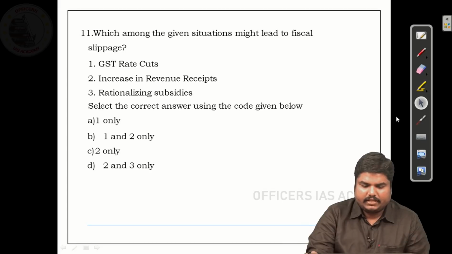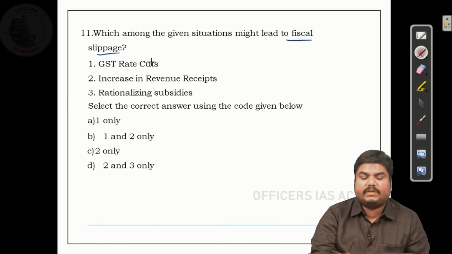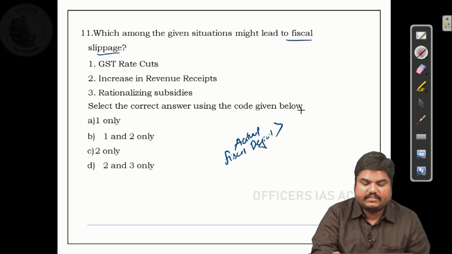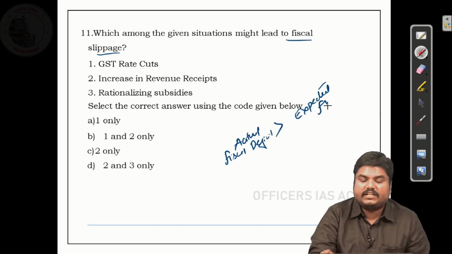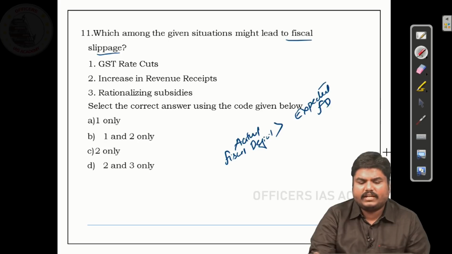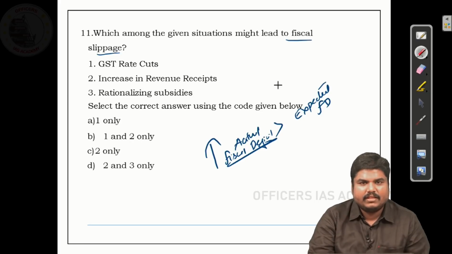So which among the given situations might lead to fiscal slippage? So what is fiscal slippage? When your actual fiscal deficit is greater than the expected fiscal deficit, that situation we call fiscal slippage. So basically when the fiscal deficit is high, you get a fiscal slippage like situation.